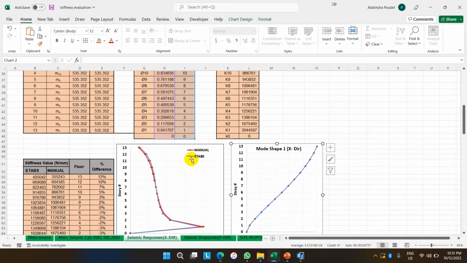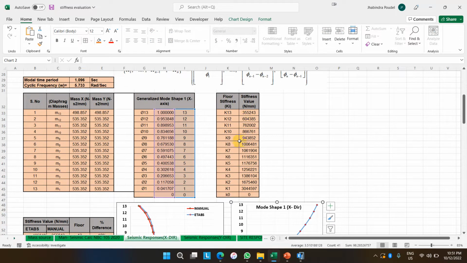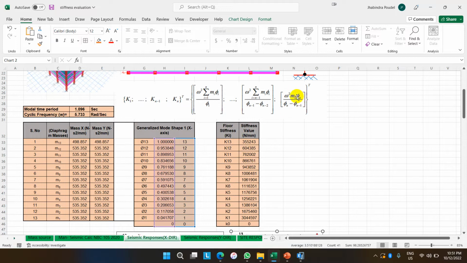And the calculation of story stiffness goes like this. For story 13, this formula applies: W square into M13 into phi 13, divided by phi 13 minus phi 12. Okay, W square into M13 into phi 13 divided by phi 13 minus phi 12.